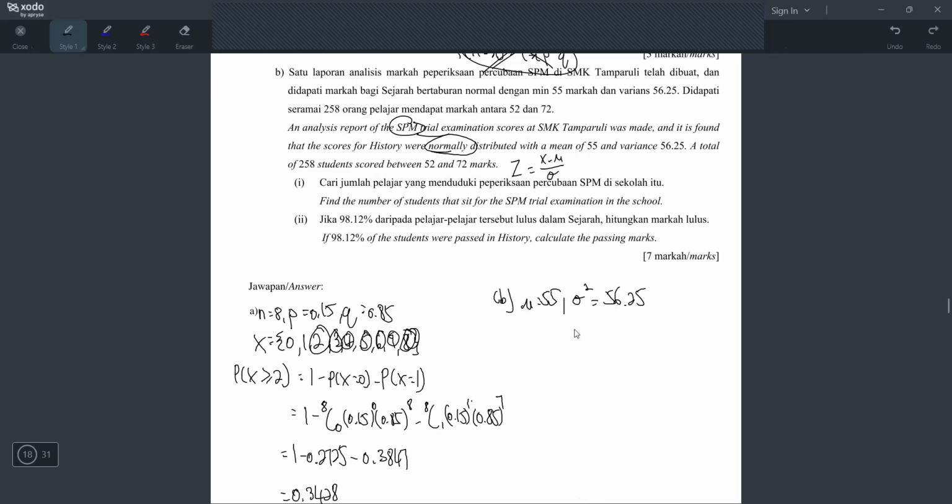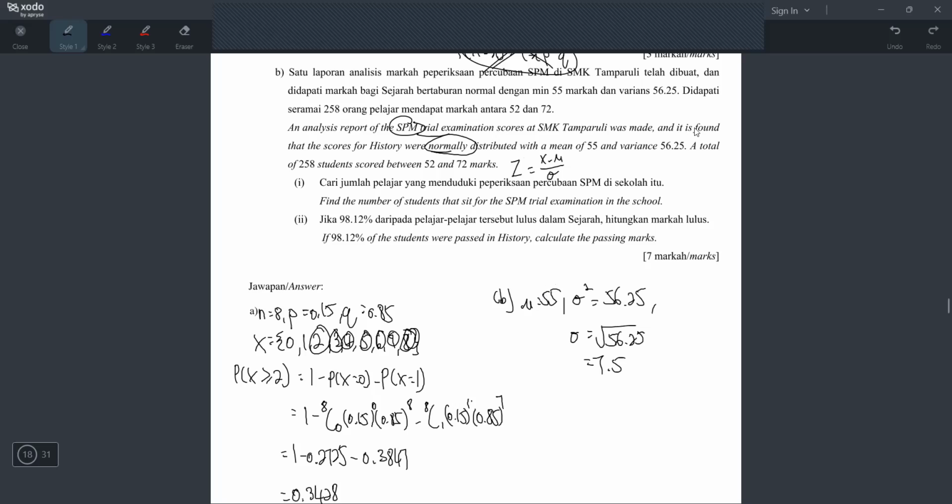So what you should do now is convert this to standard deviation. How to convert? Just square root the variance. Then only you can get your standard deviation. So what is the square root of 56.25? You will get 7.5. And what is this? The standard deviation. You need the mean and standard deviation to convert the X value to the Z value later.